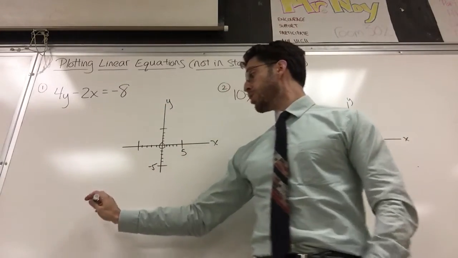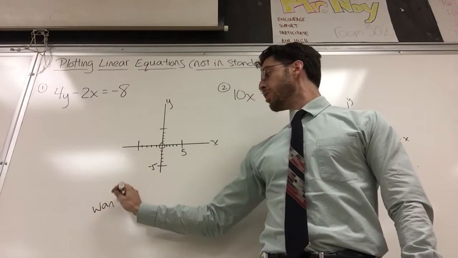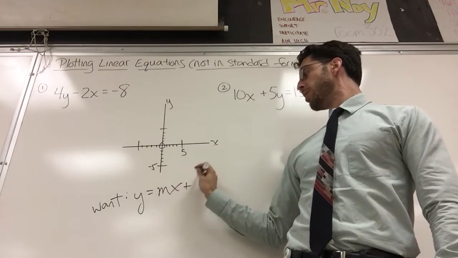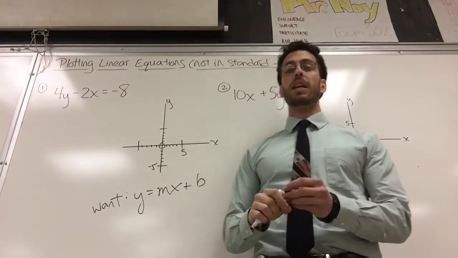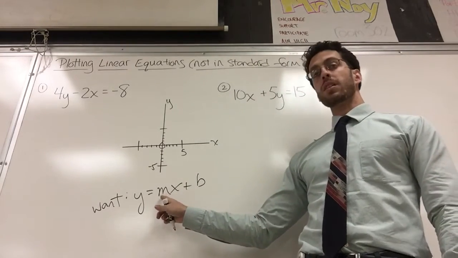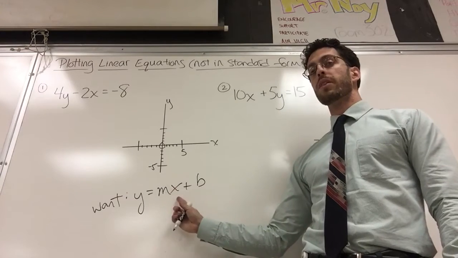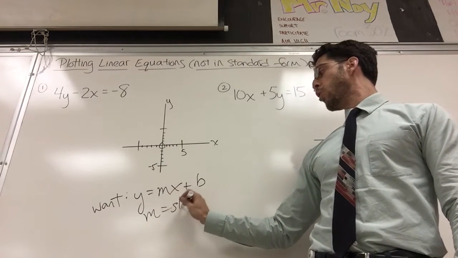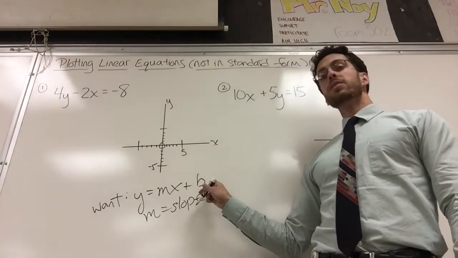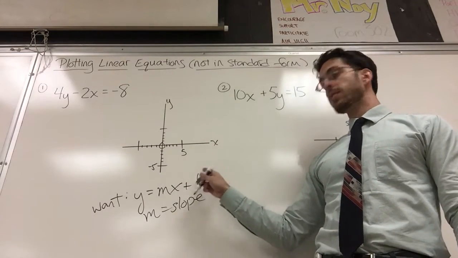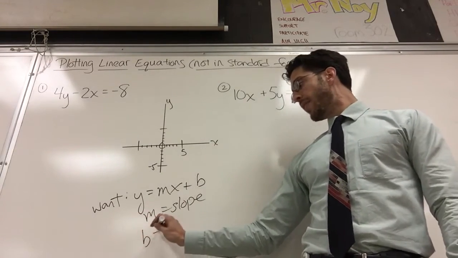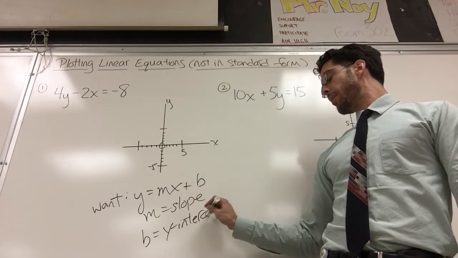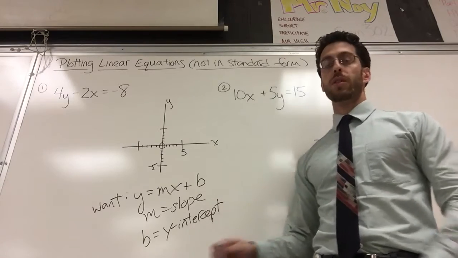But I want my linear equation to look like this: y equals something x plus something. And I talked about that last time. This something, the number in front of x, the coefficient of x, is a very important number. It is the slope. And this number without an x is a constant, and that is also known as the y-intercept. I might have used the phrase starting point or something like that.